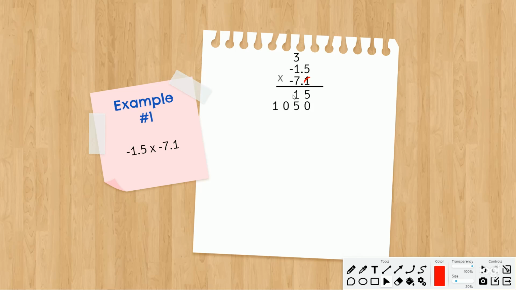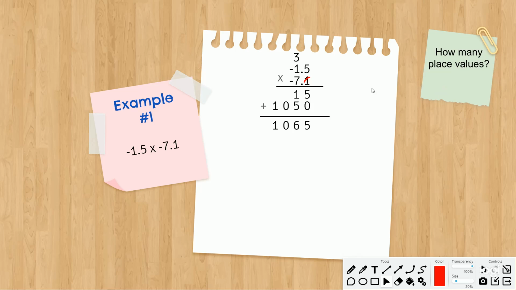So now that I've done all my multiplying, the next thing I have to do is add them together. So I have 5 plus 0, which is 5. 1 plus 5, which is 6. 0 plus nothing is 0. And 1 plus nothing is 1. But I'm not done yet. I still have to figure out where my decimal point's going to go.